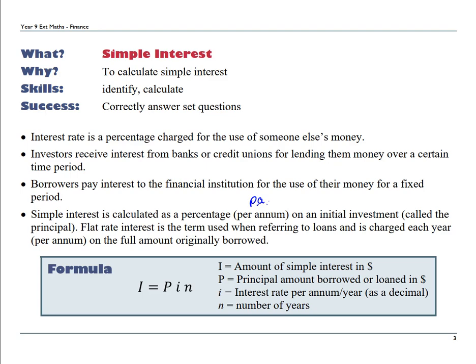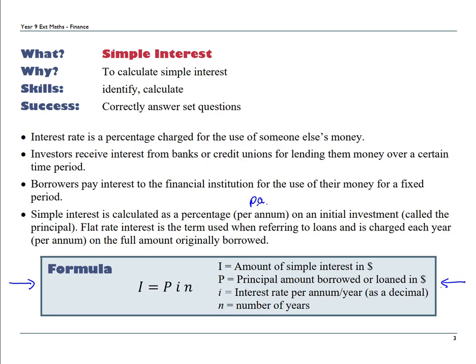What I want you to write in your books now is what is in this blue box, and that is the formula for interest, which is I equals capital P, lowercase i, N. So interest equals our principal multiplied by our interest rate multiplied by our number of years. I want everything in that box to be put in your books, including what those letters mean.